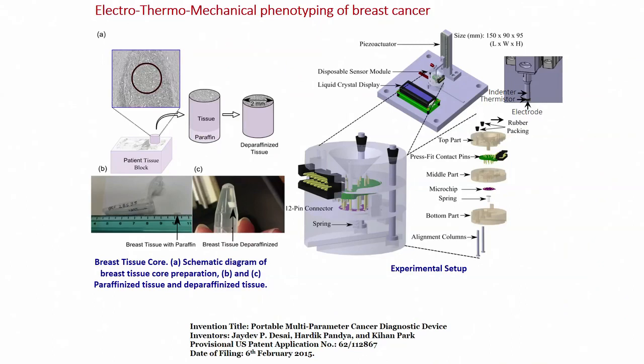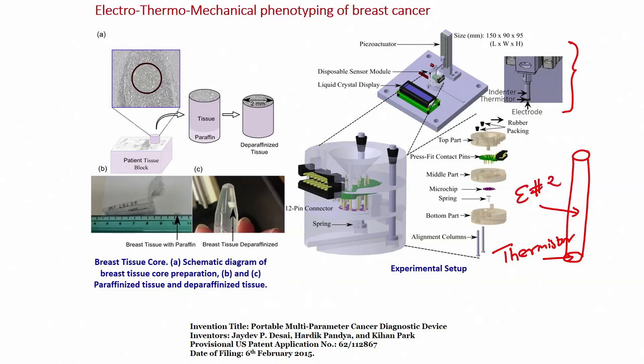See this structure, and look at this structure in particular first. What is it? It is a rod, right, a conductive rod, and it has a thermistor, and this is conductive. So, it can be our electrode number 2. There is a thermistor here and it is conductive, right. So, this is our indenter. What do we say? Indenter.